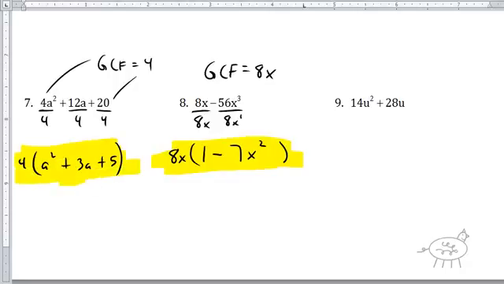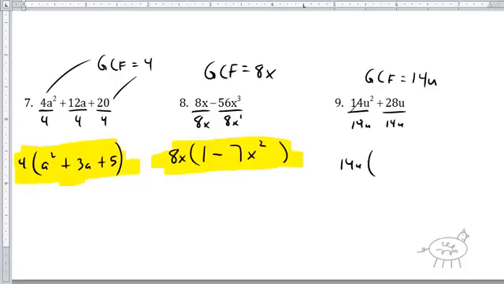Okay, it's not bad. All right, so 14 and 28. Well, and this one has a u squared and a u. So my greatest common factor is definitely a u, and it's also 14u. Because 14 goes into 14, and 14 goes into 28. 2 times 14 is 28. So divide each of these by 14u, and I get 14u times that.